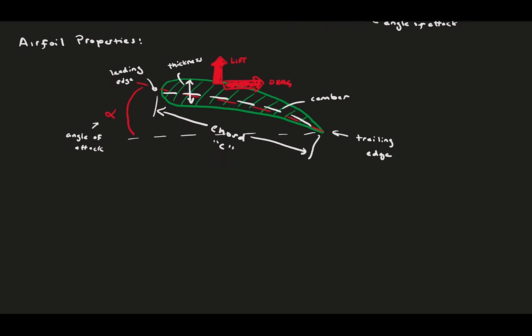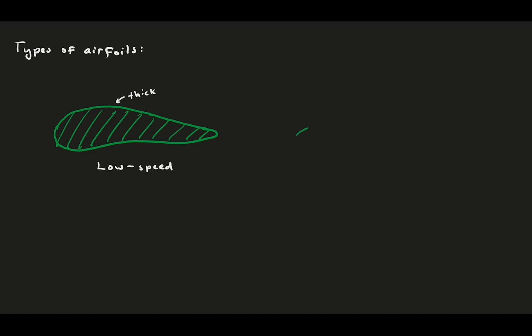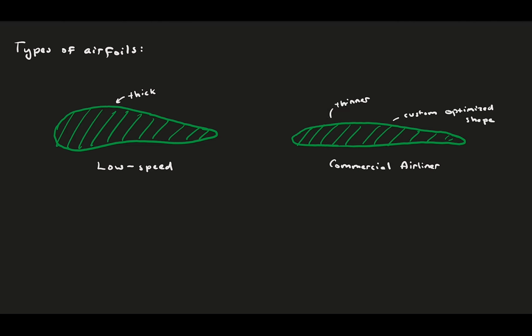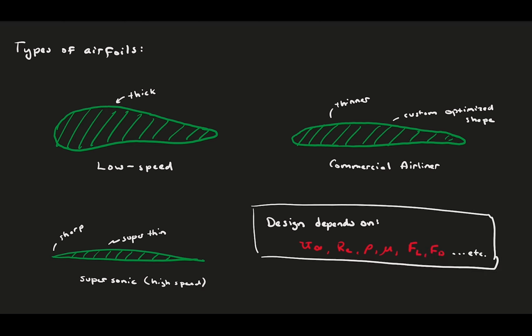Airfoils come in all shapes and sizes, and often the design is based upon the needs of the designer. For low-speed flows, airfoils tend to be more blunt and thick. Commercial aircraft have more customized, complex, and thinner shapes. These shapes are tightly guarded secrets in industry and are heavily optimized. For supersonic foils, you'll see sharp leading edges and extremely thin foils to promote and control shockwave locations. The design really depends on what your condition and your needs are. What your flight speed is, your Reynolds number, your fluid type, whether it's water or air or something else, and what lift and drag you need.